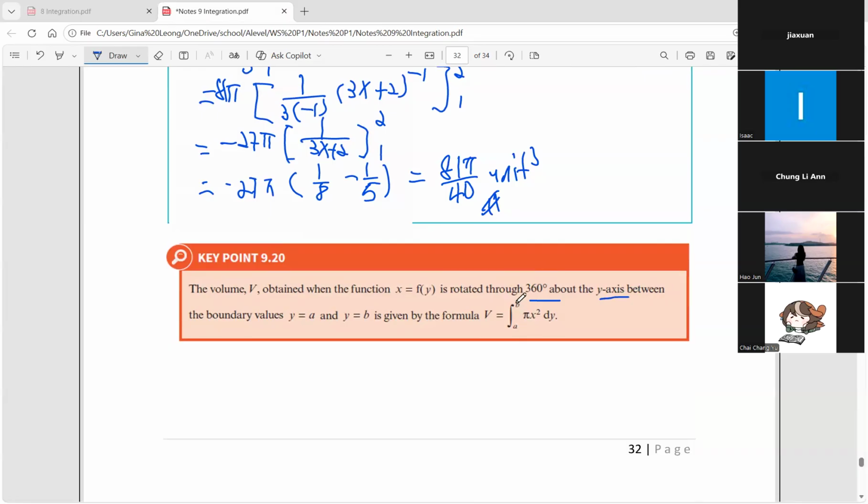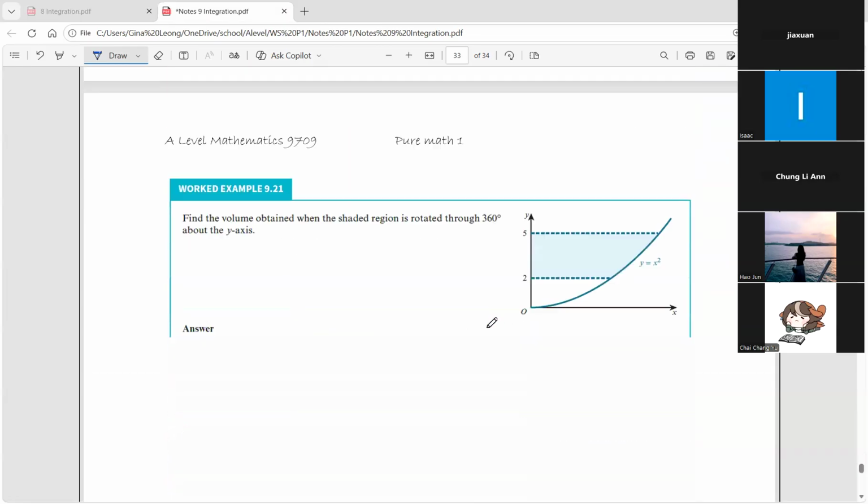So for this case, if he says he rotates in the y-axis, no choice, you have to use y here. This is the y value. So that means you are using pi multiplied with something in y. Can be y plus 2, y square plus 2y plus 3, then square, something like that.